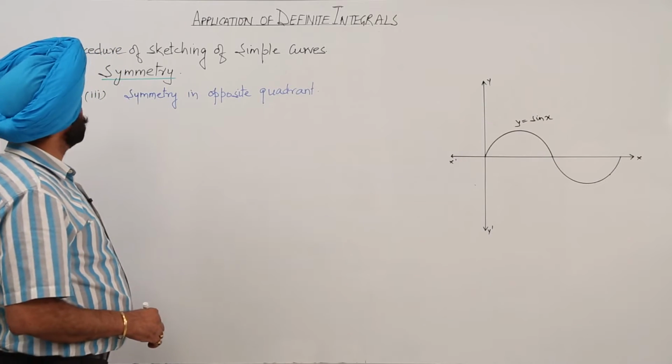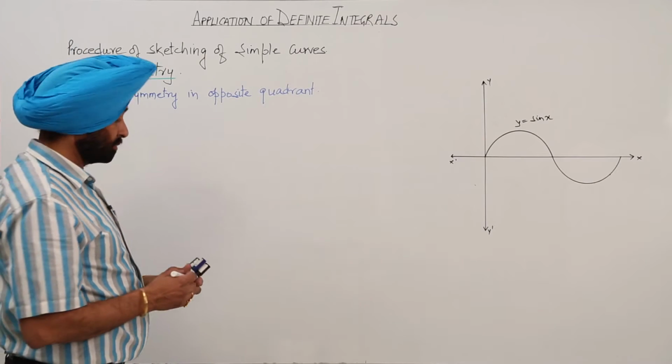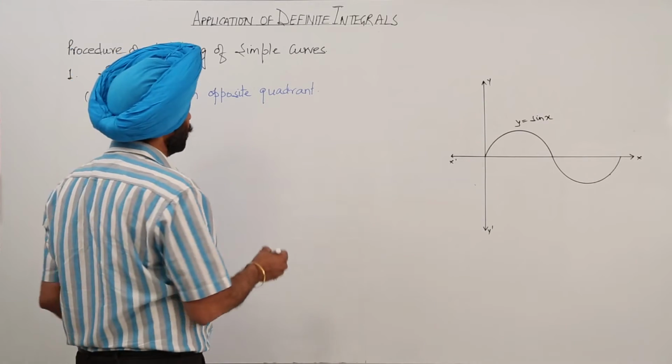Third point for the symmetry is symmetry in the opposite quadrant. Okay. Now, how will it be defined?